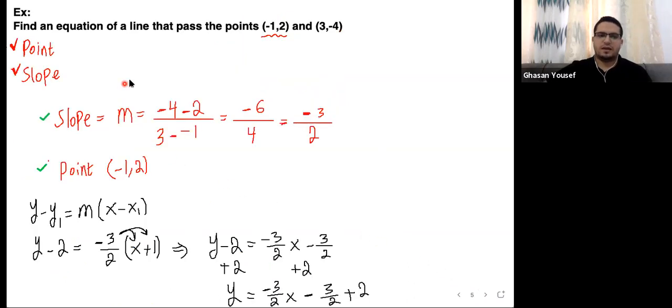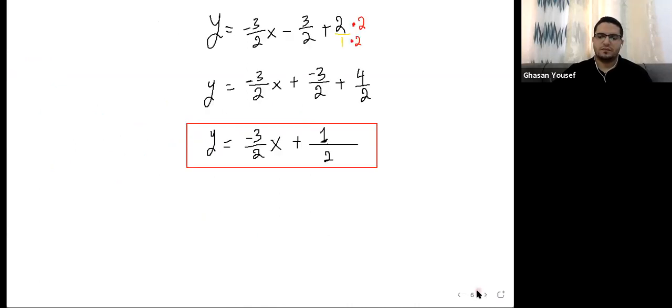Then I gave another example. If this line passes through two points, we find the slope, and then we use the equation of the line. I choose one of these points, then we use the equation of the line, and then we continue solving this example.